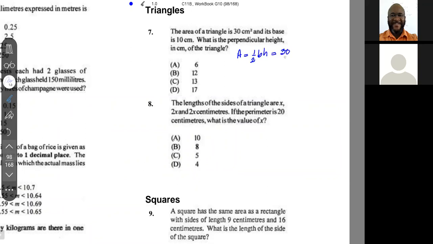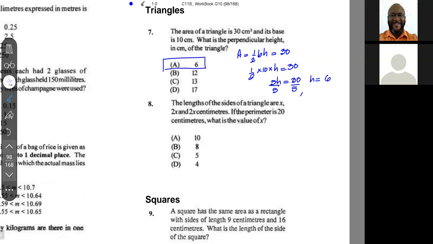Let's put in what we know. So it's a half times the base, which is 10, times the height, which we don't know, is equal to 30. A half of 10 is 5. 5 times h is 5h, is equal to 30. Divide both sides by 5, and what we end up with is h is equal to 6. Number 7, the answer is also A.